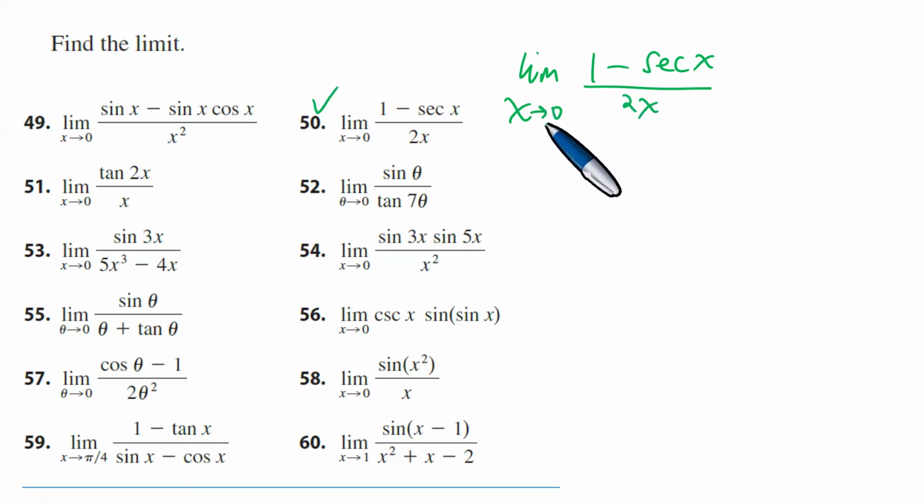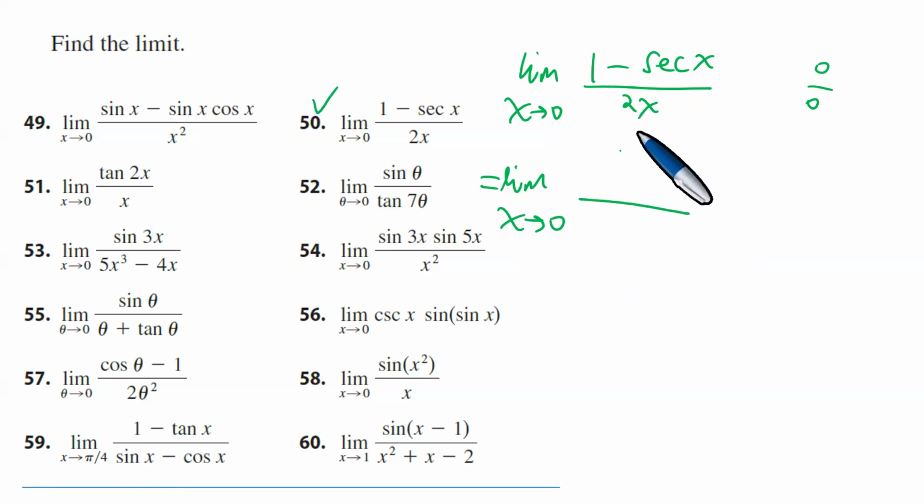Now, one thing you can be assured of is that if you substitute as x tends to 0, 2 times 0 in the denominator gives us a 0. In the numerator, the secant of 0 gives us a 1, and then 1 minus 1 is a 0. So this is like 0 over 0. Because of this, we are at liberty to use L'Hopital's rule. If we use L'Hopital's rule, the derivative of 2x is exactly 2. The derivative of the 1 is 0. What do you think the derivative of secant of x is?